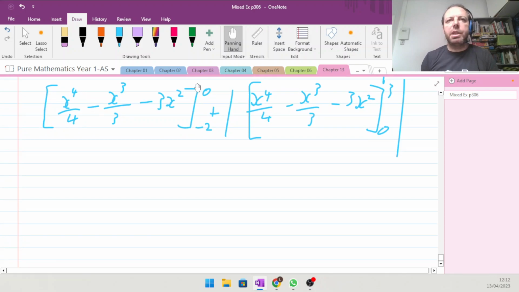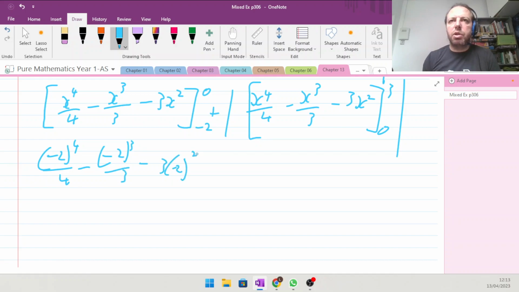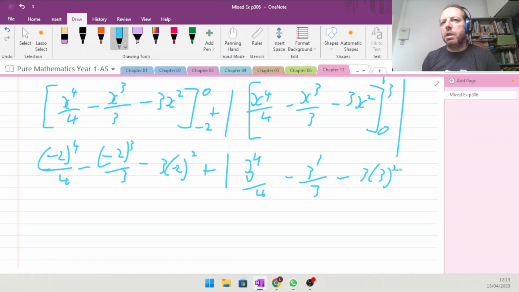Okay, so when we put the 0 in, it comes out as 0. So putting in the minus 2 on this one here, we're going to have minus 2 to the 4 over 4, minus minus 2 cubed divided by 3, minus 3 times minus 2 squared, plus the absolute. The 0 will give me 0 on all of those, so just doing the 3: 3 to the 4 divided by 4, minus 3 to the 3 divided by 3, minus 3 times 3 squared.